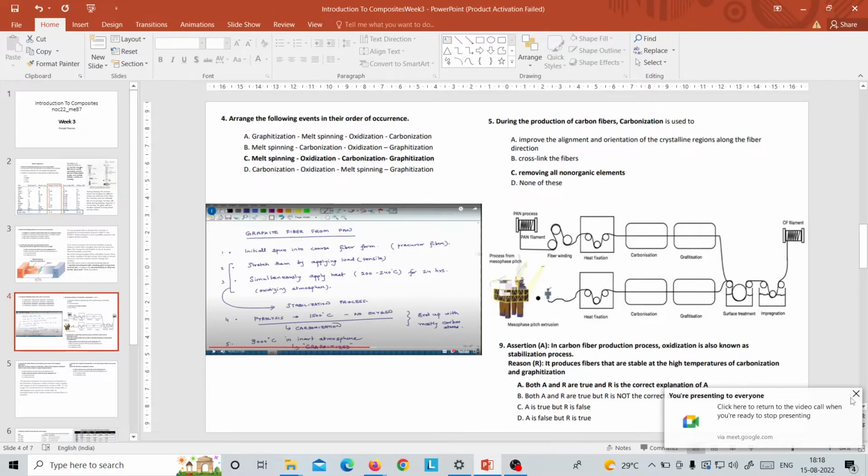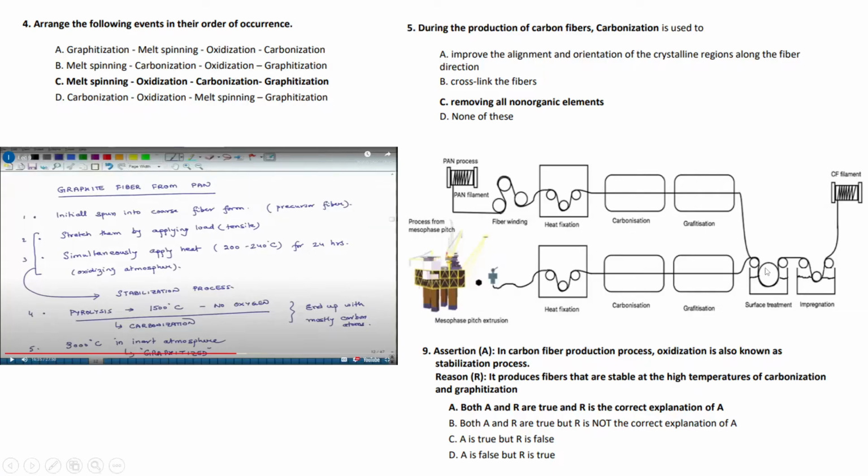In this, they asked that in carbon fiber production process, the oxidation is known as the stabilization process. So this sir has already explained. It produces fiber that are stable at high temperatures of carbonization and graphitization. So yes, it's correct because in case of carbonization, you'll actually heat the carbon fibers at 1500 degrees Celsius. It's very important to stabilize these carbon fibers before this treatment because carbon fibers inherently start degrading at 400 to 450 degrees Celsius. Right now they have impurities, so definitely they would not degrade at such low temperature.